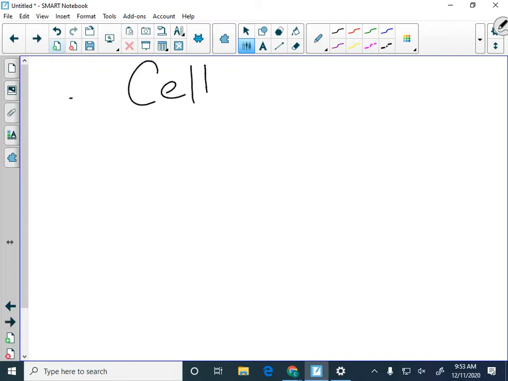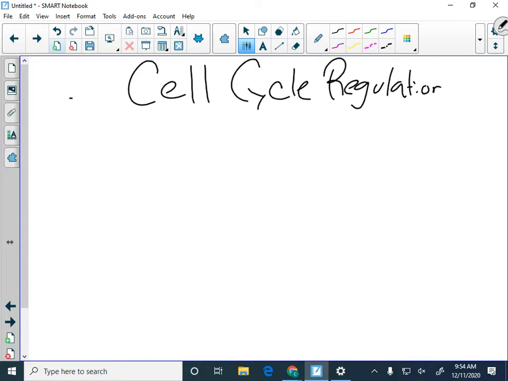Cell regulation, or cell cycle regulation, more like. We know what a cell is. We know how a cell divides. We don't know how a cell knows to divide. We talked about the different phases in the cell cycle, the G1, S, G2, M, and then all of the phases of M. But we haven't talked about the cell cycle control system.